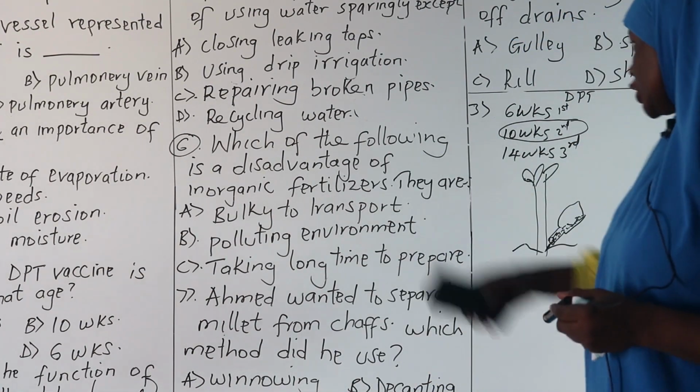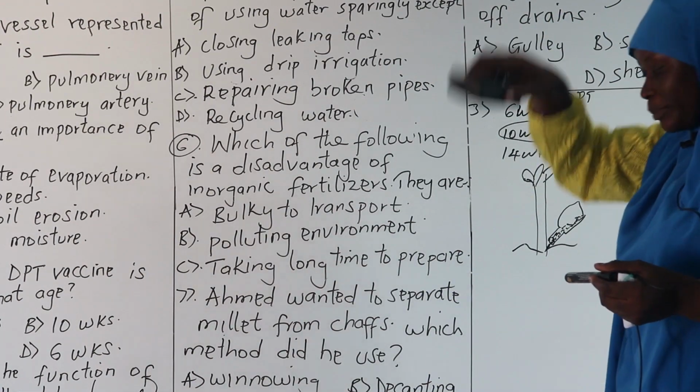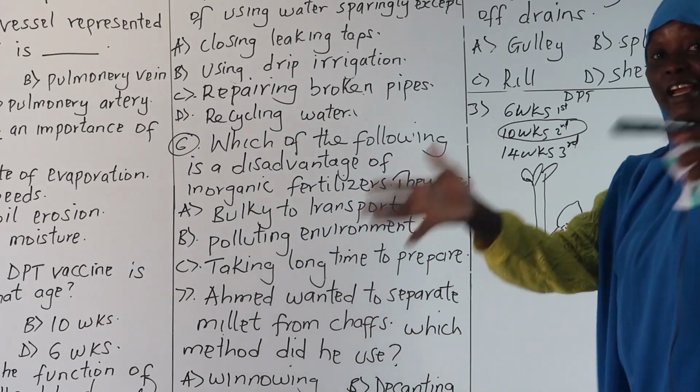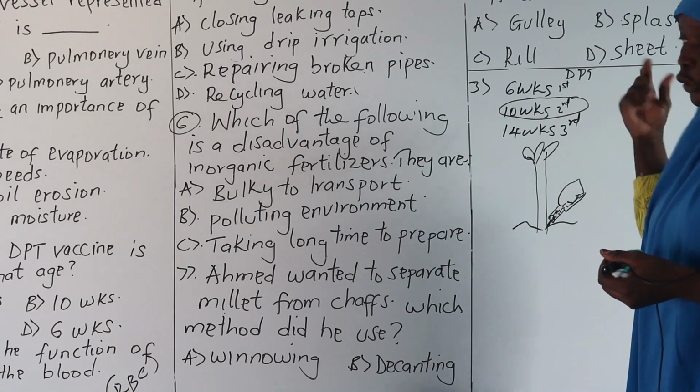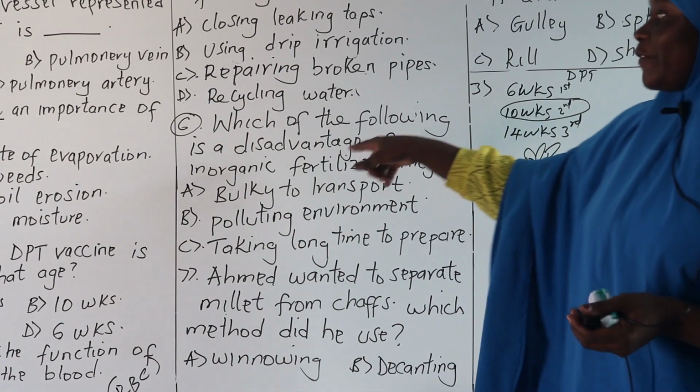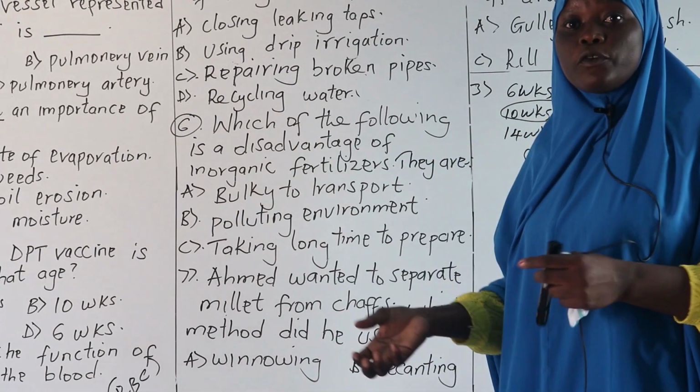Soil. This is under soil. Inorganic fertilizers, we have two types of fertilizers: organic, the ones we make at home, and then we have inorganic, the ones we buy from the shops. So in this case, we want a disadvantage of the ones we buy from the shops.